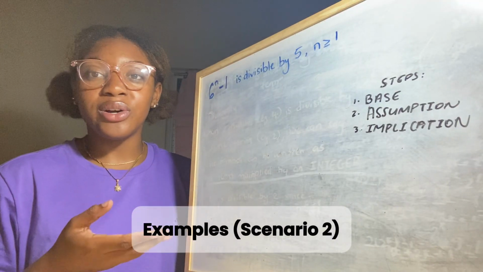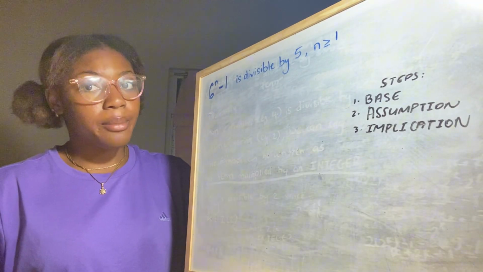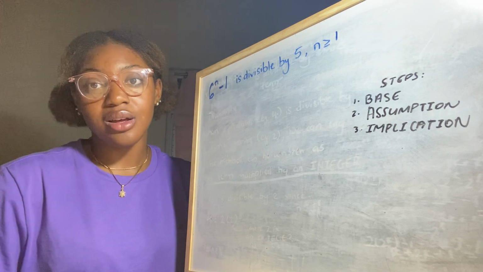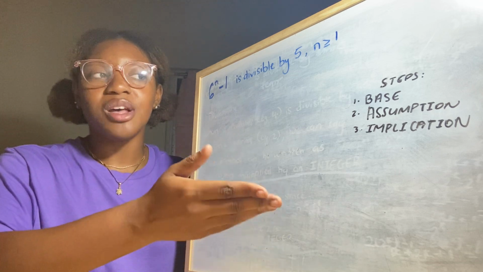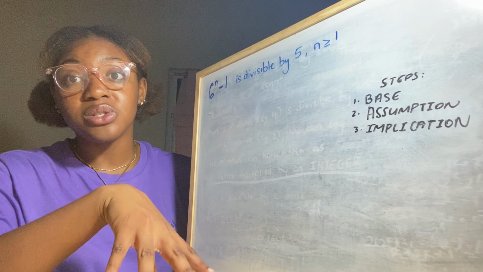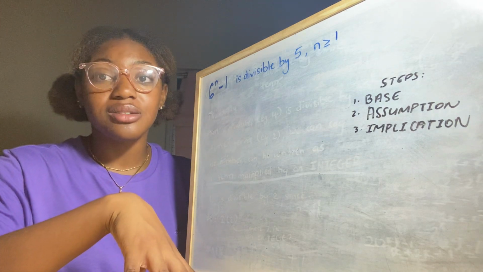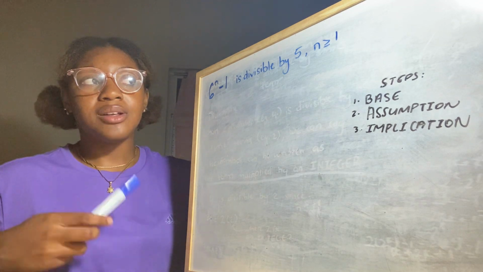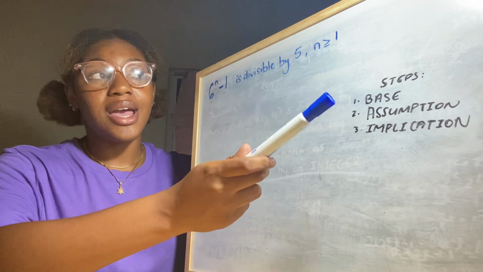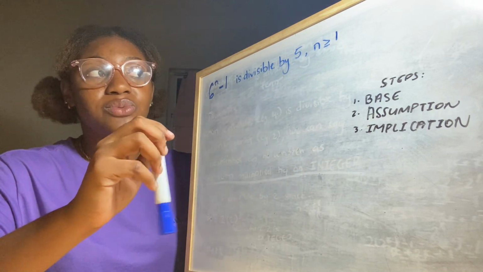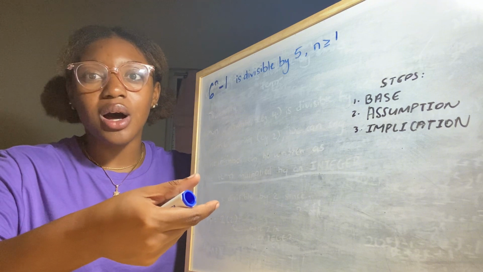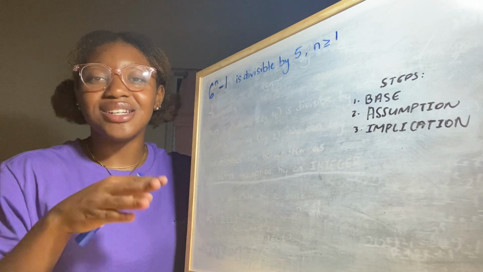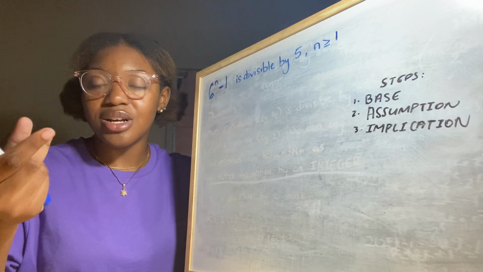So here's the first example we're going to do. We'll have 6 raised to the n minus 1 is divisible by 5, where n is greater than or equal to 1. With this, the same steps apply. We do the base case, then the assumption case, and then the implication case. We're starting with the base case, so we have to show that it's true for the first case. Since n is greater than or equal to 1, that's our first value where the statement is true. We have to show that the statement is true for n equal to 1, because 1 is our first case.